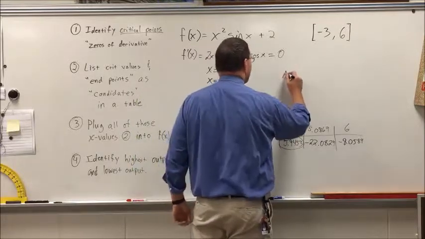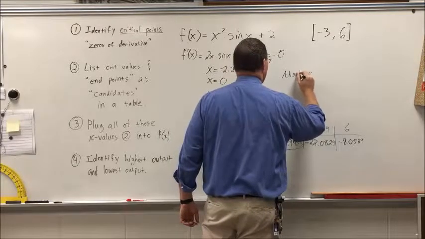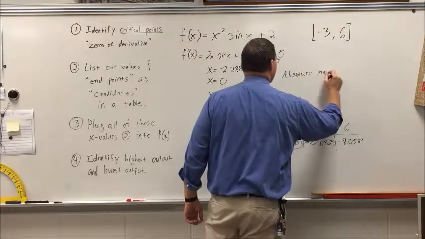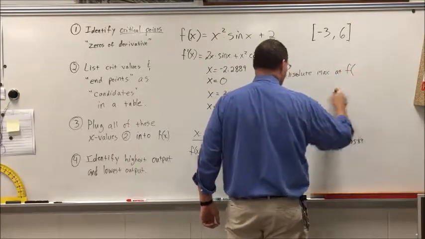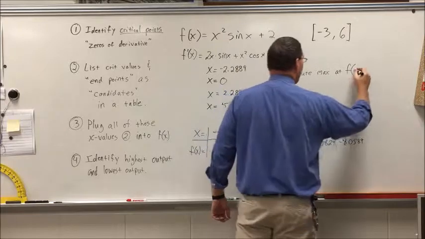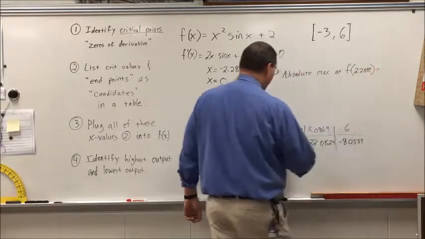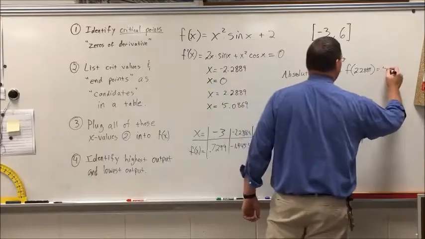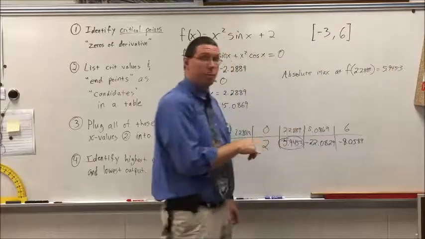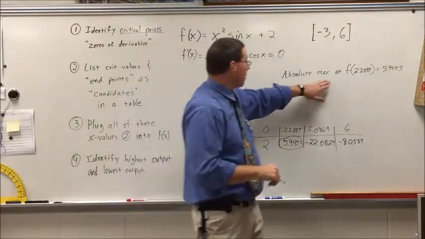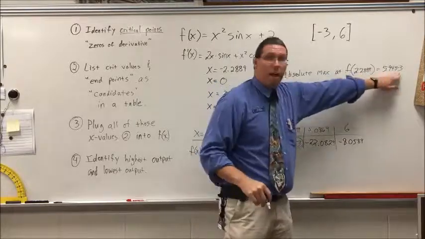So I would say absolute maximum at, and I'll say f of 2.2889 equals 5.9453. That's what you will write on your paper. You'll write absolute maximum at f of whatever the x value is equal to whatever the high point is.